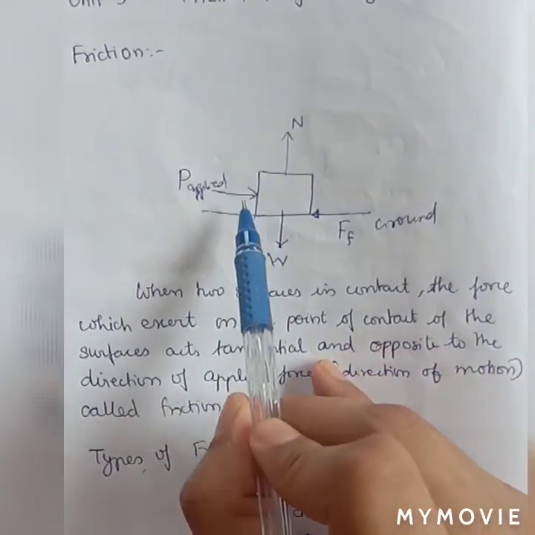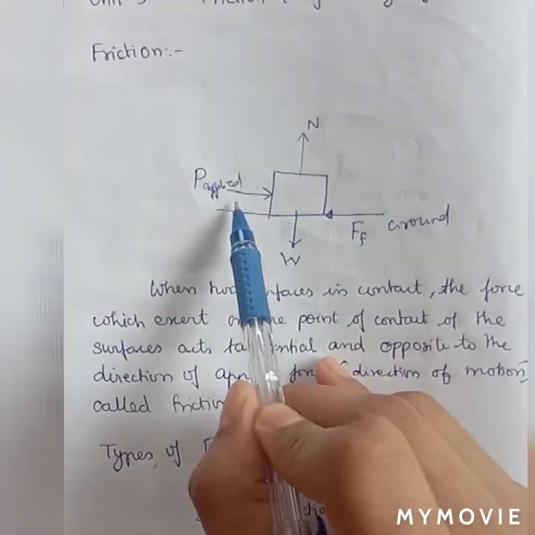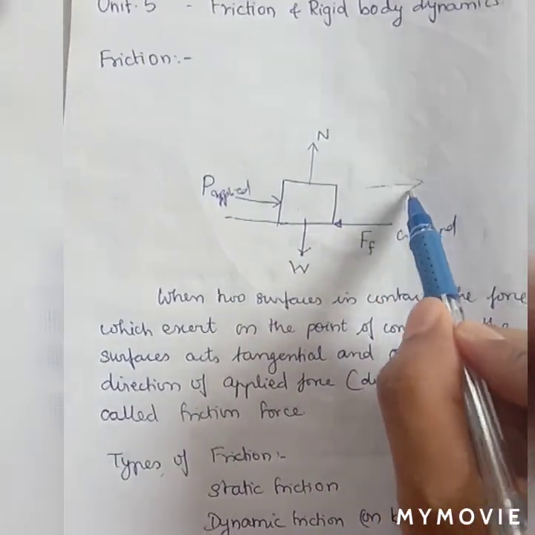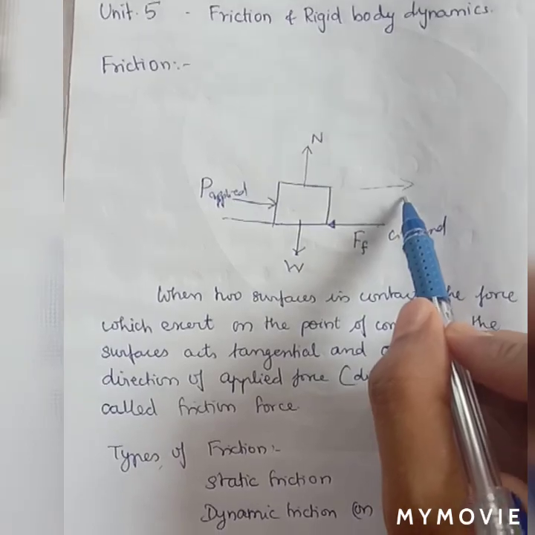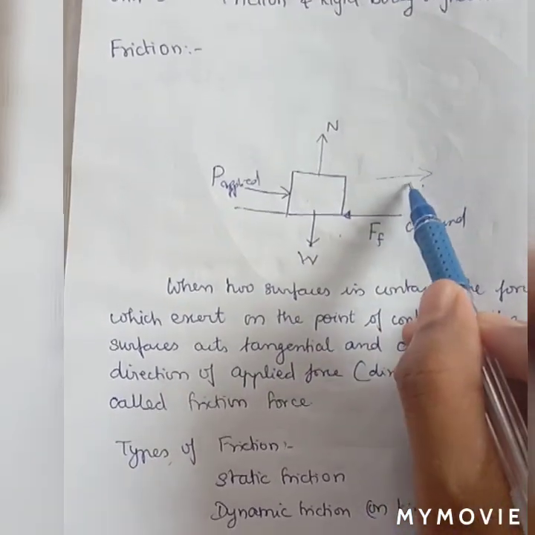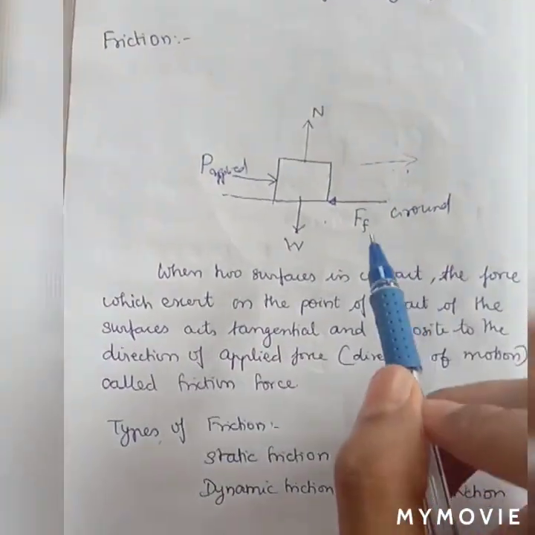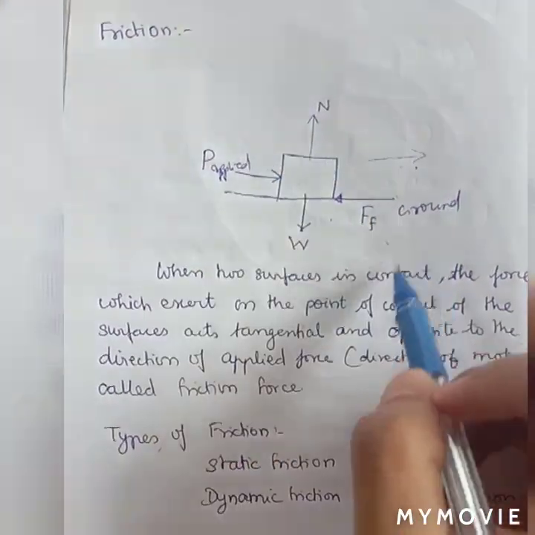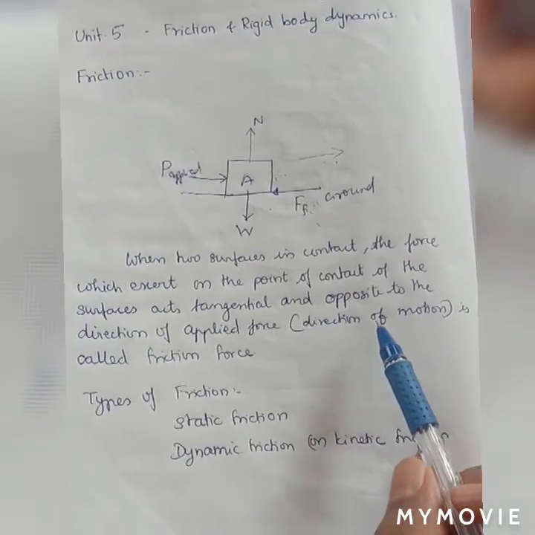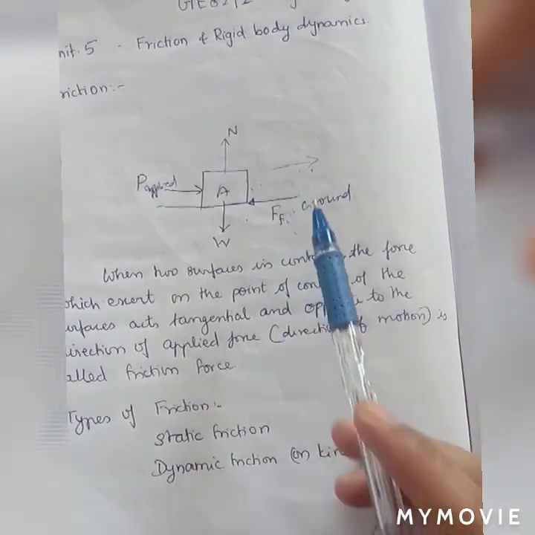For example, if you apply force on this object in this direction, what is the result? The object is going to move in this direction, am I right? So the friction force developed between the object and the surface will be in this direction, which is opposite to the motion of the object. Is that clear? So this is termed a frictional force. So yes, we have completed what friction means and its definition.